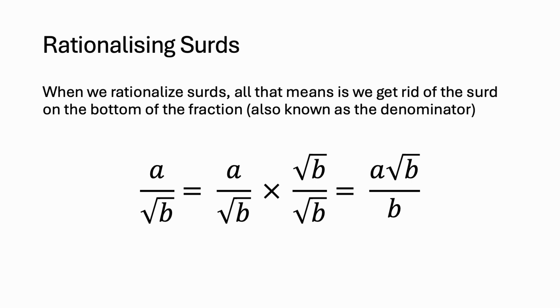There is something that we need to know, which is something called rationalising surds. When we rationalise surds, that essentially means that we get rid of the surds on the bottom of the fraction, also known as the denominator. So A over root B, if we were to rationalise the surd, we'd have to times the top and bottom by root B, so that we can get rid of this root B surd here. A root times by itself makes the number inside itself, which is B. So we have essentially rationalised.